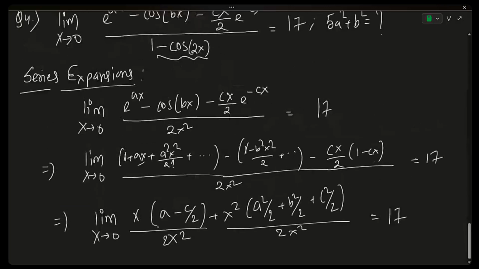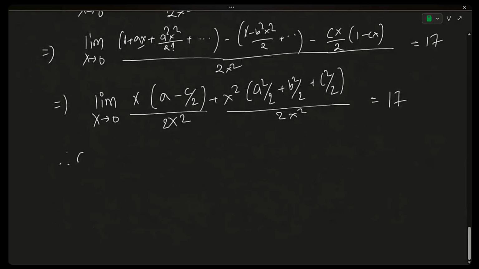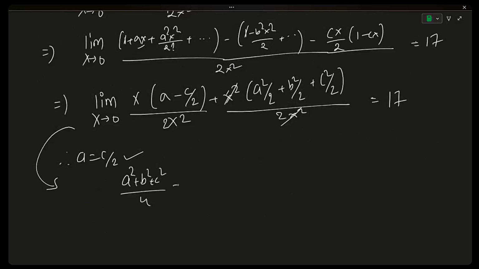Since the limit is finite, we must have a equal to c by 2. This must be true. And therefore, the limit, after cancelling this and this, simply becomes a square plus b square plus c square by 4 is equal to 17. Or in other words, a square plus b square plus c square is equal to 68. Now, using the fact that c is equal to 2a, we can simply write 5a square plus b square is equal to 68.